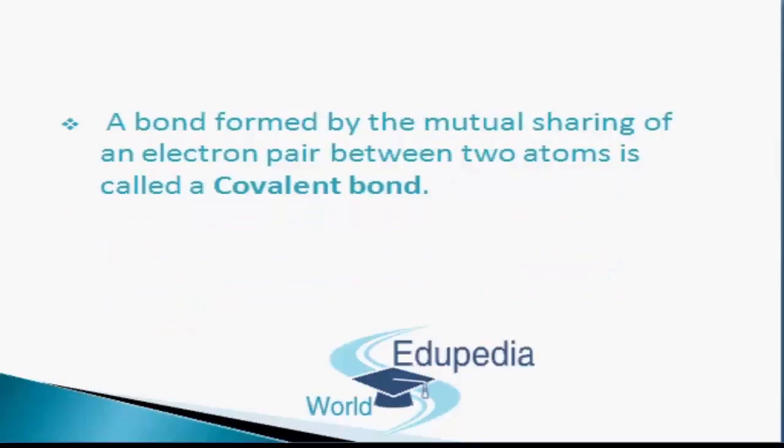The shared electrons forming the covalent bond belong to the outer shells of both the atoms. A bond formed by the mutual sharing of an electron pair between 2 atoms is called a covalent bond. Not only carbon but many other elements such as nitrogen, phosphorus, oxygen, sulfur, chlorine, etc. form covalent compounds by mutual sharing of electrons.